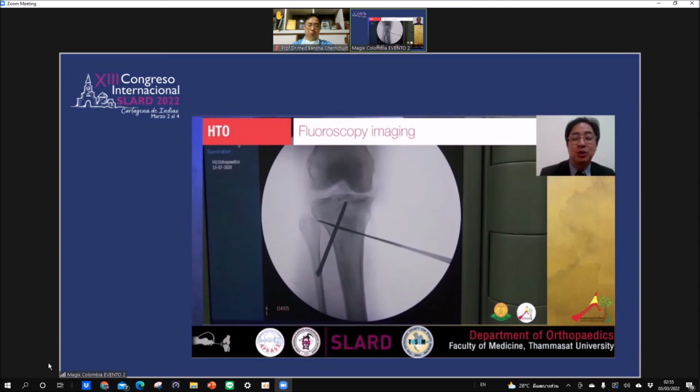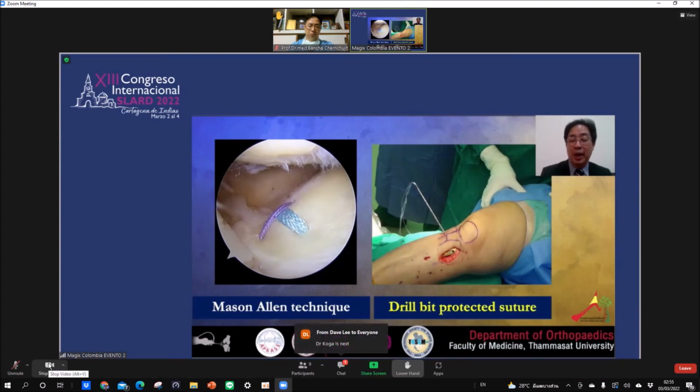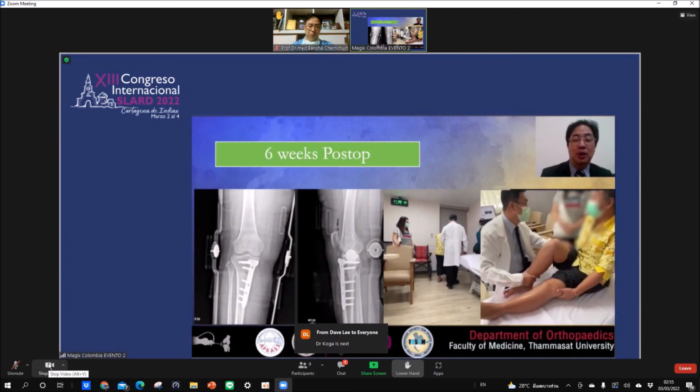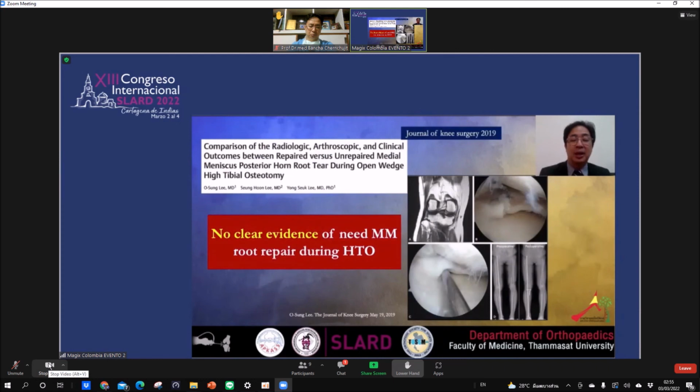How to save my suture repair from the HTO saw blade and chisel? I use the endo button drill bit to protect my suture all the time during the HTO. 6 weeks after the surgery, the patient is doing very well. Dr. Kim proposed that it's not necessary to repair the meniscus root during HTO because the outcome is the same. Another study also supports this. Root repair may not be needed during HTO.